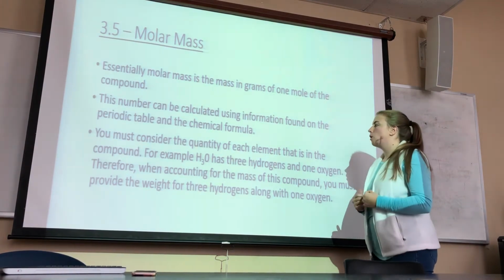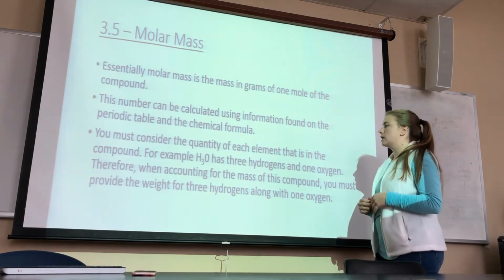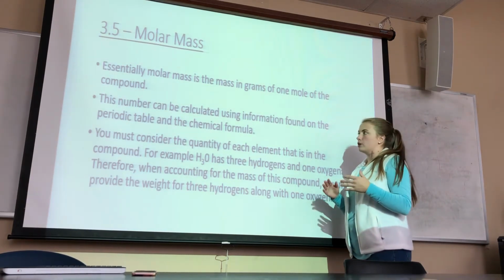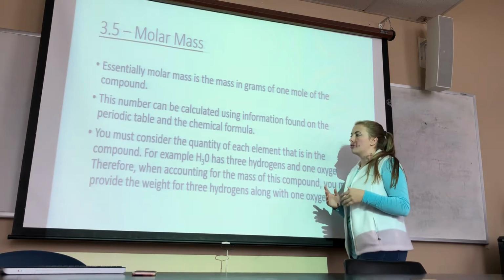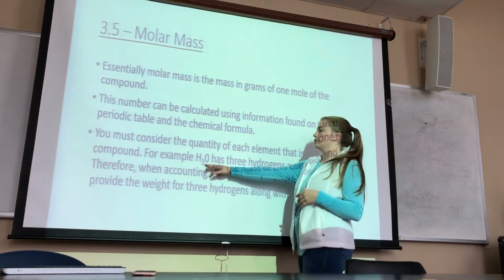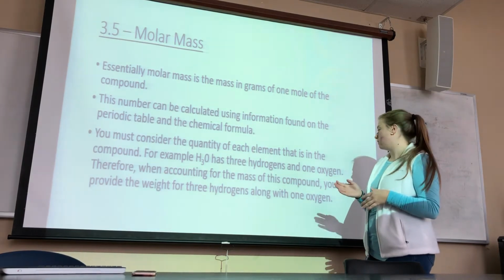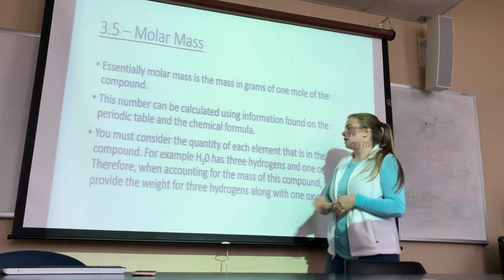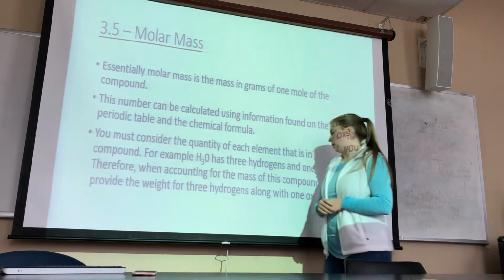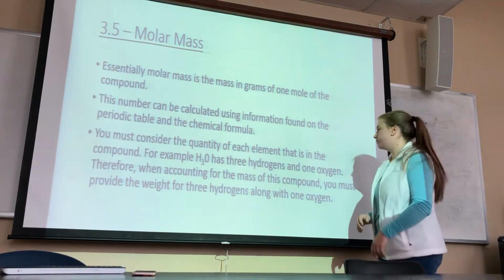You must consider the quantity of each element that is in the compound before you can figure this out. So for example, H3O has 3 hydrogens and 1 oxygen. Therefore, whenever you account for the mass of this compound, you must account for the 3 hydrogens in the compound with just 1 oxygen.